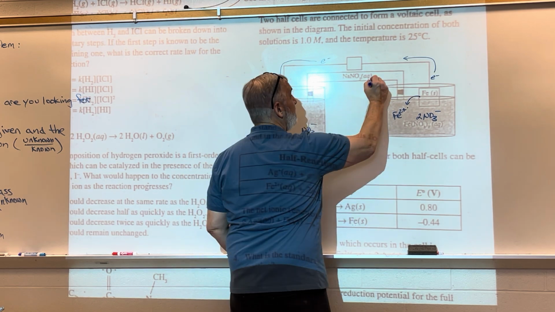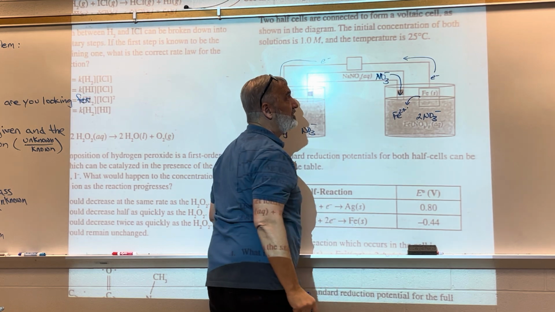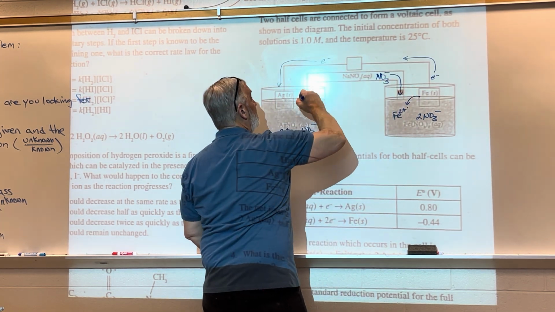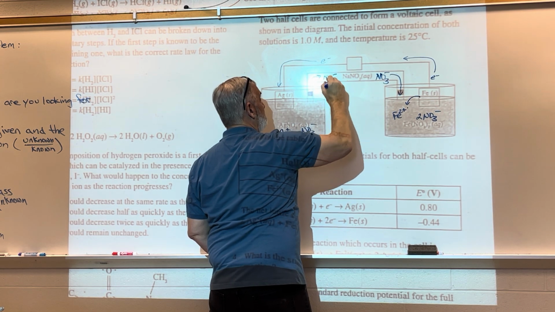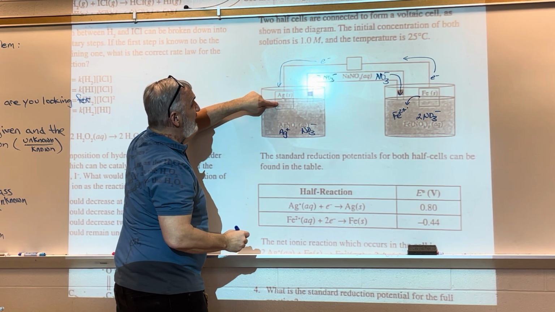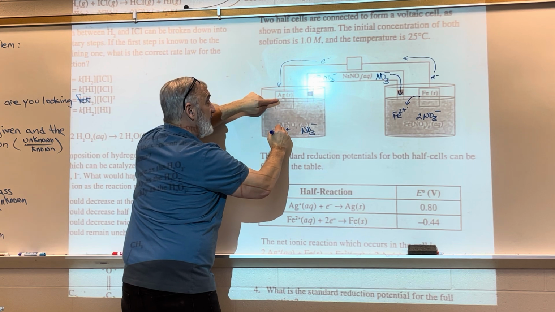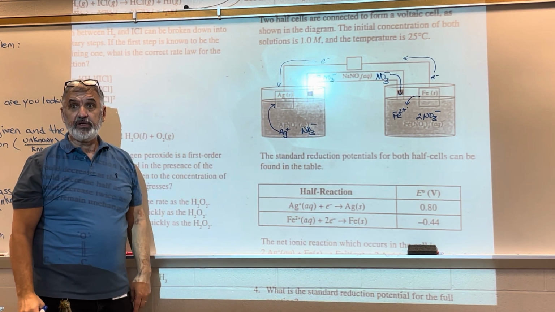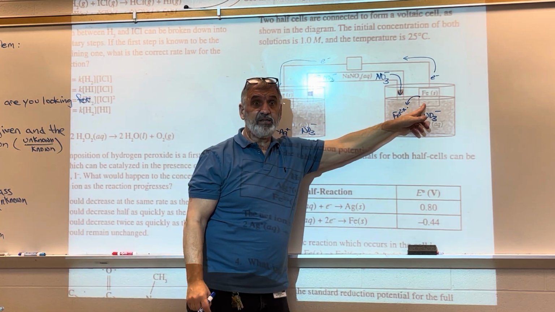More NO3 minus has to come into the solution. So notice the flow of negative here, and so the NO3s are going to come up in here. Okay, so what's going to happen here? As this becomes negative, the silver's going to solidify on the electrode. So this electrode is going to get heavier. This electrode is going to get lighter.